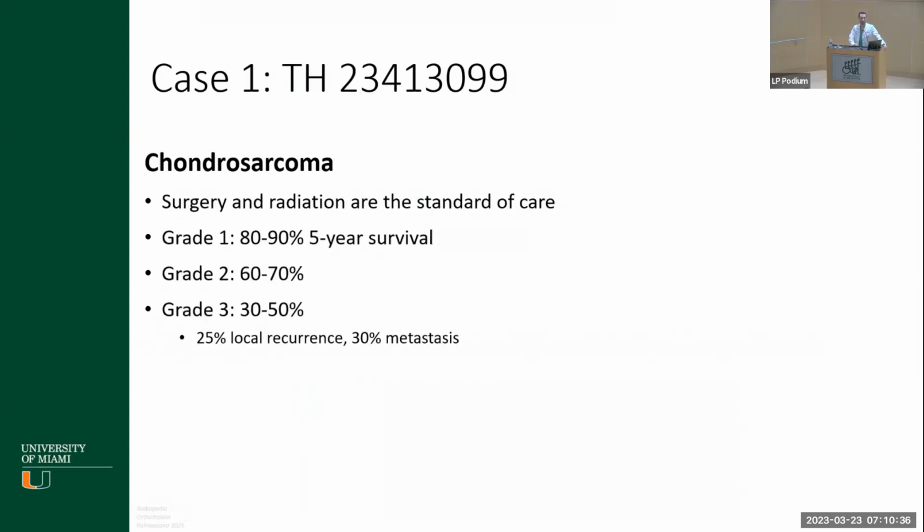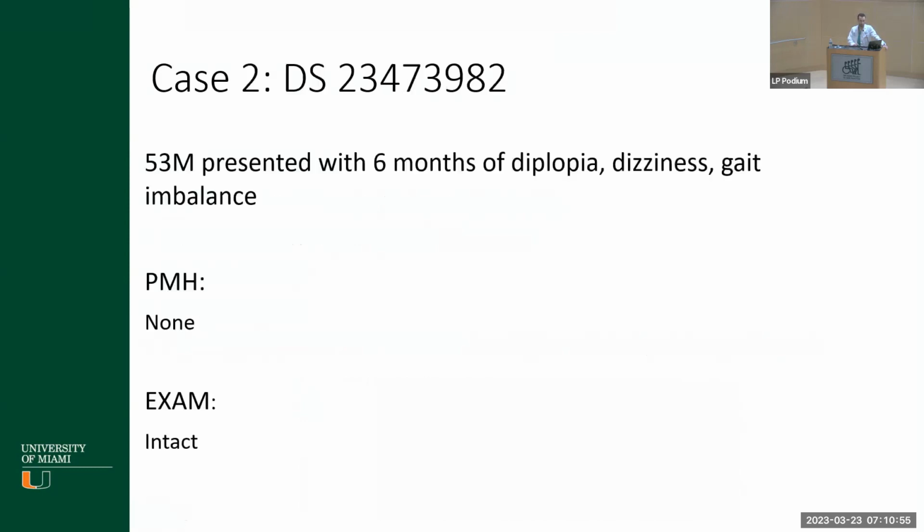In terms of treatment, surgery and radiation are the standard of care, and survival obviously decreases with increasing grade. Grade 1 chondrosarcoma has 80 to 90% 5-year survival, and that goes down as the grade goes up. Grade 3 can have a higher rate of local recurrence as well as metastasis. So that's case 1. Case 2, Davik.